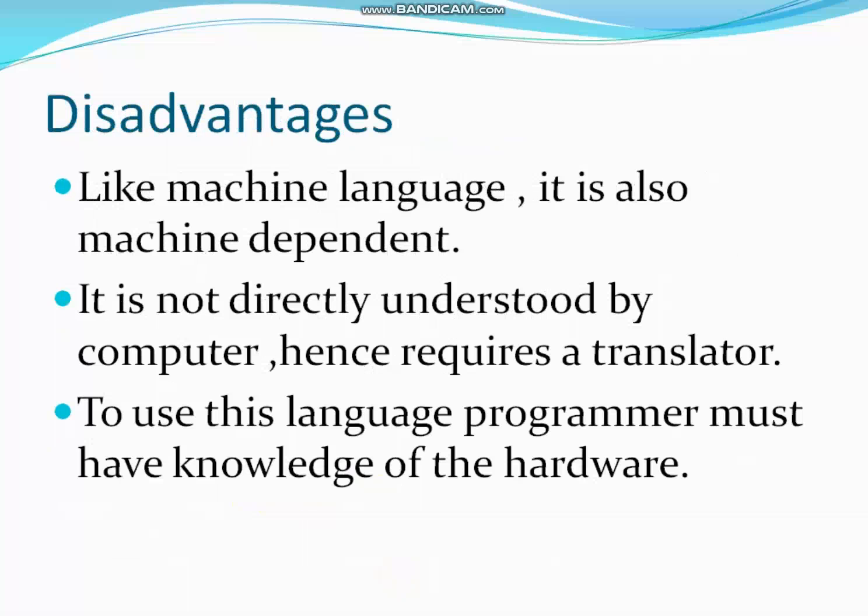Disadvantages: like machine language, it is also machine dependent. It is not directly understood by the computer, hence it requires a translator. Now in this, because we are not talking in 0 and 1, we are talking in mnemonic codes. So the mnemonic codes have to be converted into 0 and 1 first, and then they will be understood by the computer. That is why we require a translator. Also, to use this language, programmers must have knowledge of the hardware.